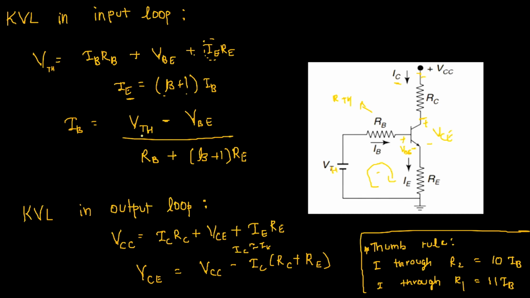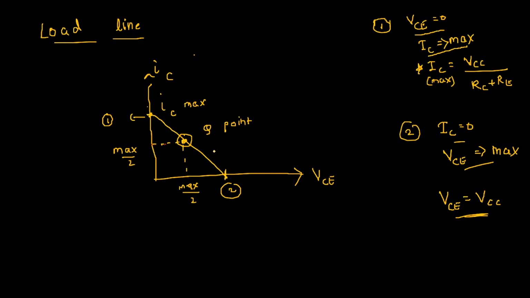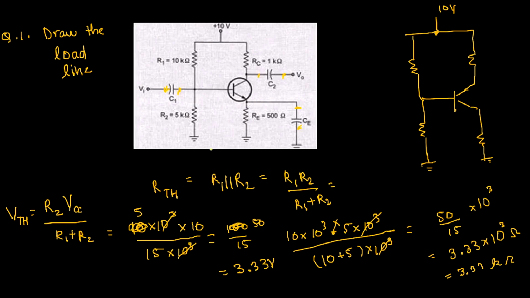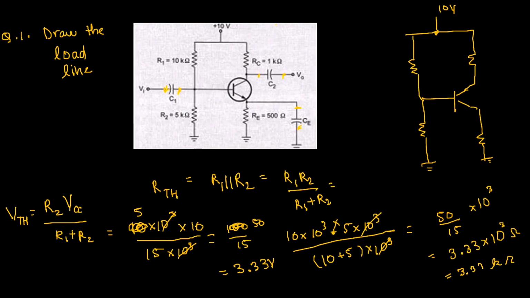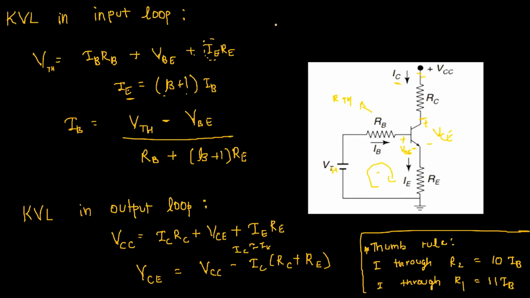So we know that IB is equal to VTH minus VBE divided by RB plus beta plus 1 into RE. The value of VTH here, like we found out, was 3.33 volt, and like I said, VBE is always fixed at 0.7 volt unless it's mentioned in the question. The next thing that we have to substitute here is the value of RB, the value of beta plus 1 and the value of RE.